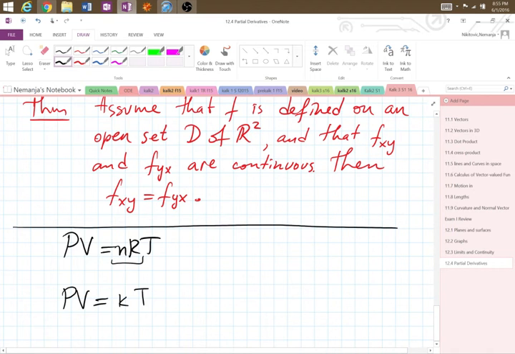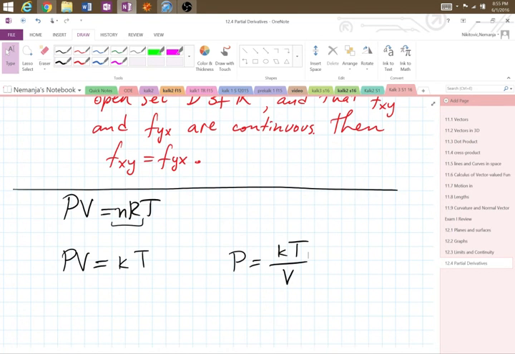All right, let's solve for pressure. So pressure is equal to KT over V. All of these, P, T, and V, are variables, and when we start taking partial derivatives, we can track the change in any one of these. So it says, find the partial derivative of pressure in respect to volume.